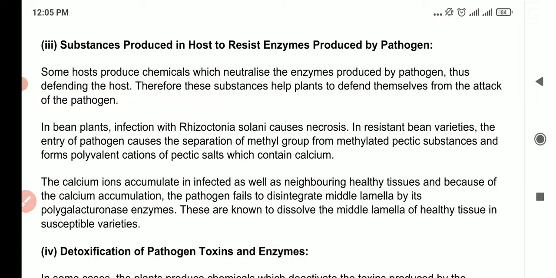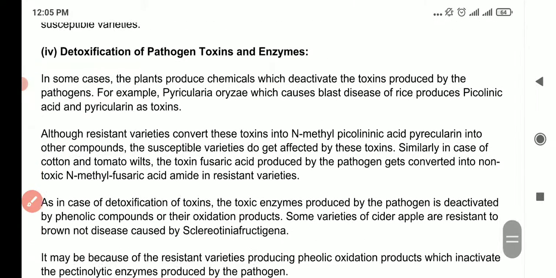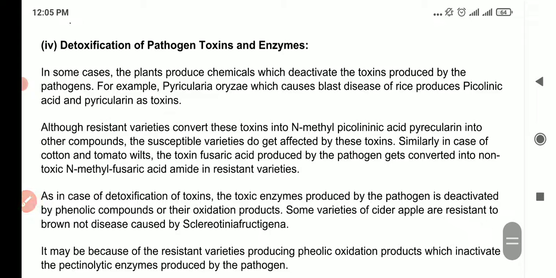Okay, so there are some substances that the host uses to resist the enzymes produced by the pathogen. Some chemicals neutralize the enzyme produced by the pathogen. How they neutralize, you just go through, it's already written. Then suppose that toxin which was neutralized was still able to penetrate. So you could not neutralize that toxin, so you have to detoxify.